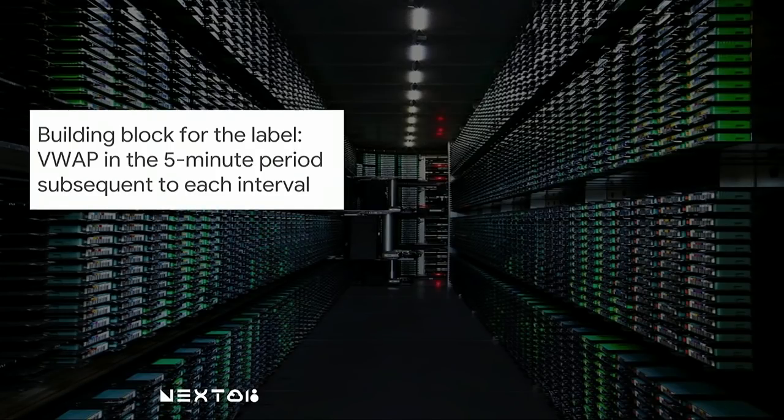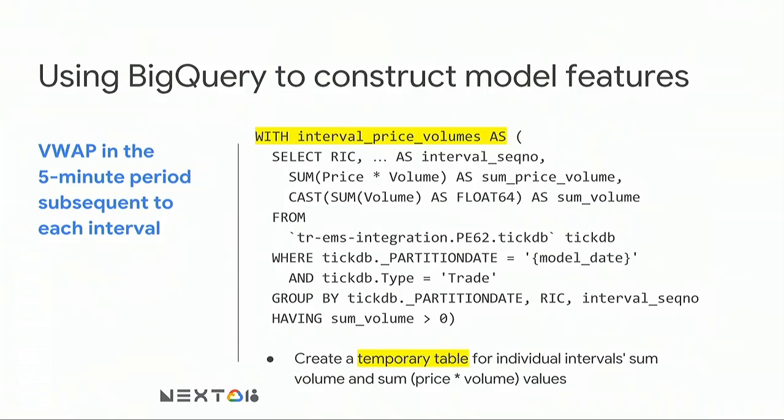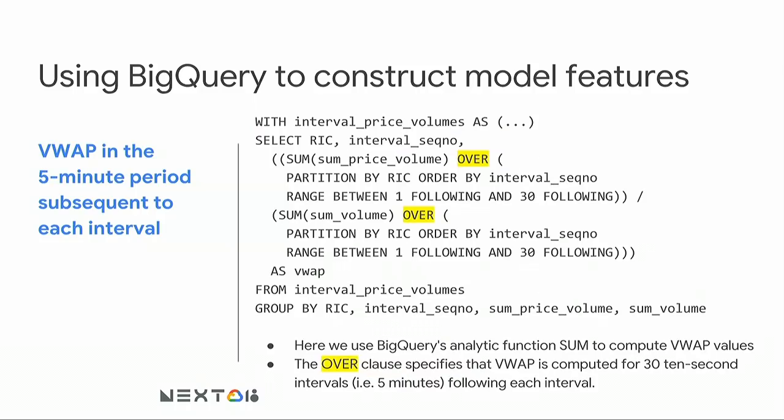OK, now I'm going to show how to construct the building block for the label, VWAP in the 5-minute period subsequent to each interval. This is something that we won't have when we're generating forecasts, but this is something that we're going to have when training the model. So once again, we use a temporary table for interval price volumes. We use this table from another query, which for each row, for each interval, computes the sum of price volumes and divides by the sum of volumes.